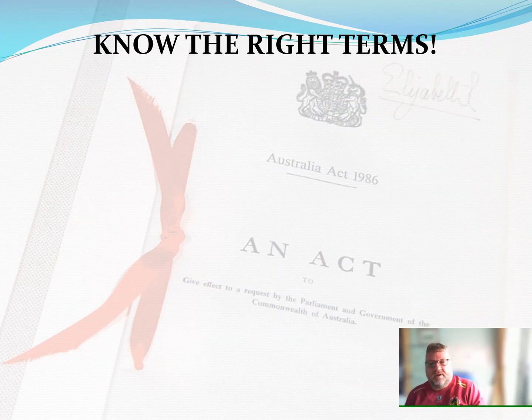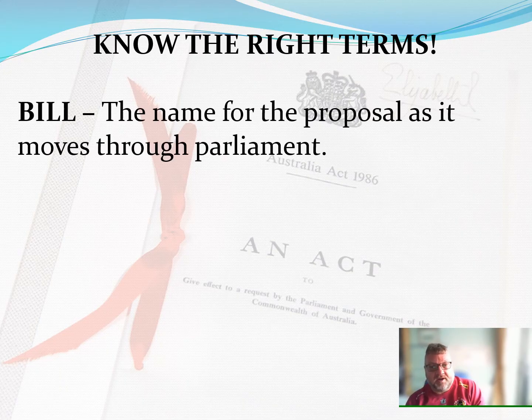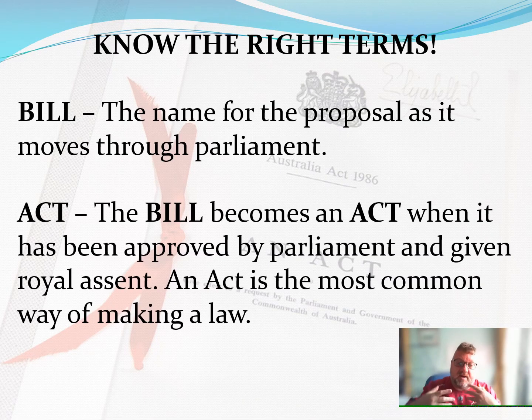So, just before we move on, just know the right terms here. A bill is the name of the proposal as it moves through Parliament. So it's a bill as it goes through Parliament, and it becomes an act when it's been approved by Parliament and given royal assent. So basically, an act is the most common way of making a law. That's how it works. Okay?